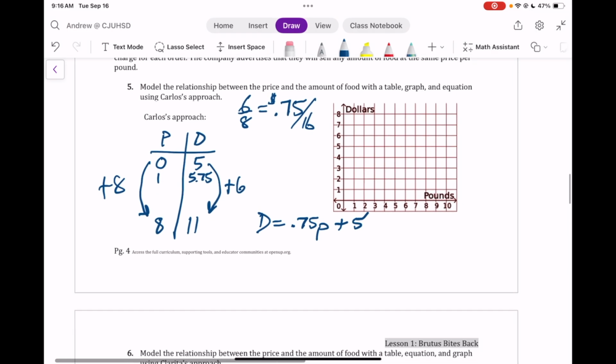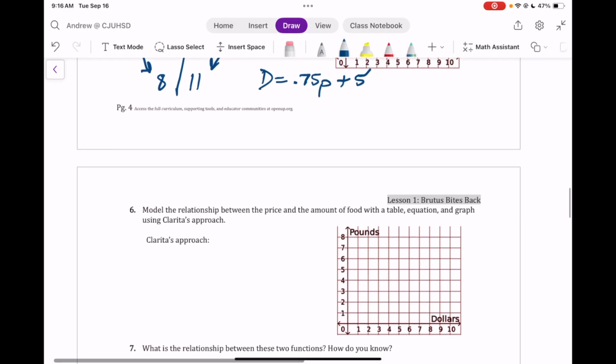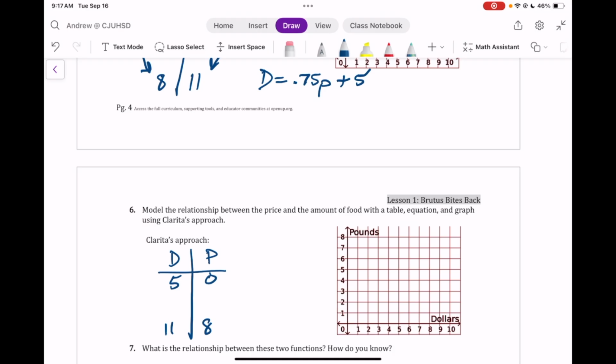Now, what about her? Okay, now she's going to reverse all that. So what's going to happen is dollars will be the X and pounds will be the Y. And then let's see. So if she spends $5, they're not going to send her anything. And then she's got to spend up to $11 for them to send her 8 pounds of food, because it's $6 on top of the $5 shipping fee.